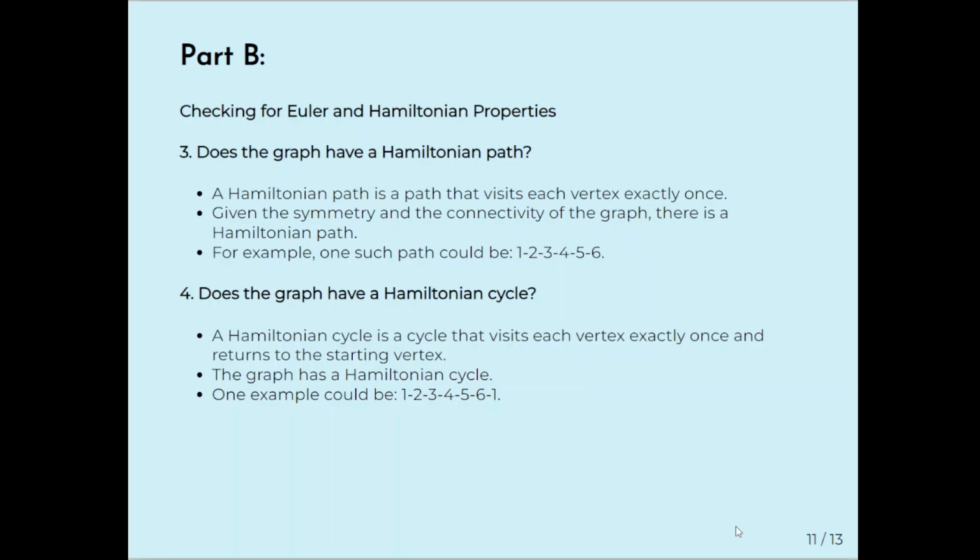Anyway, does the graph have a Hamiltonian cycle? Okay, a Hamiltonian cycle is a cycle that visits each vertex exactly once and returns to the starting vertex. So yes, this does have a Hamiltonian cycle, referring back to exercise 3. One such example would be 1, 2, 3, 4, 5, 6, 1. When you're at 6, you can go back to 1 once you've visited all of the other vertices.